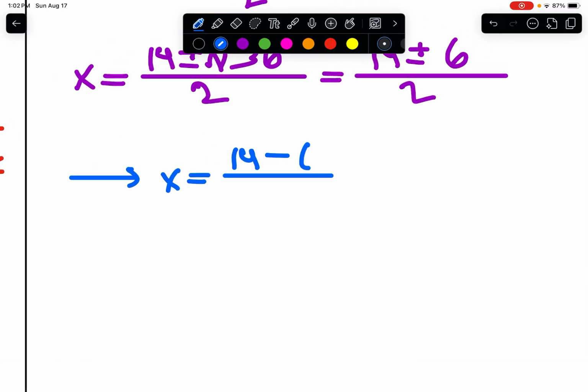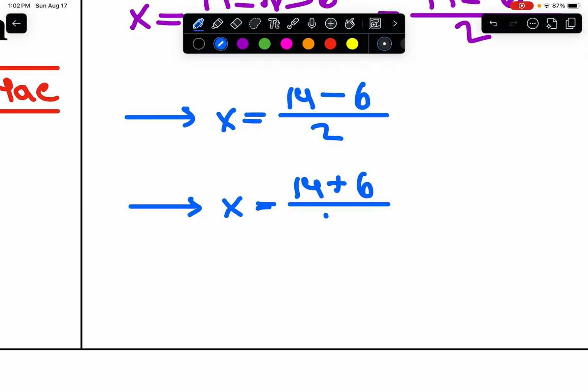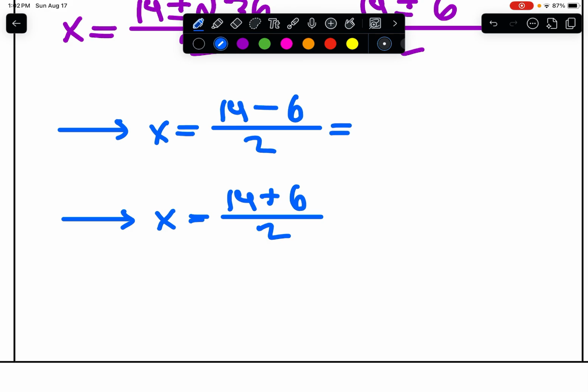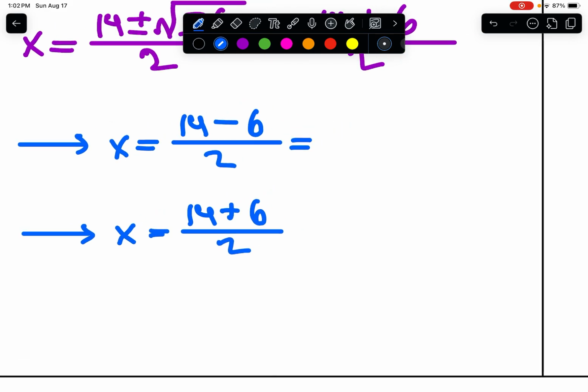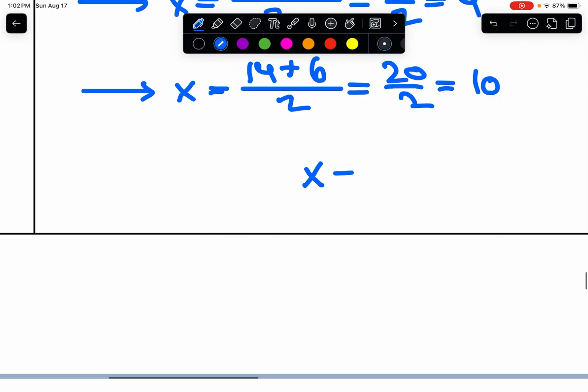So 14 minus 6 over 2, and then we're also going to have 14 plus 6 over 2. When I simplify, 14 minus 6 is going to give us 8, over 2, which simplifies to 4. And then 14 plus 6 is going to give you 20, over 2, which simplifies to 10. So your two solutions here are 4 and 10.